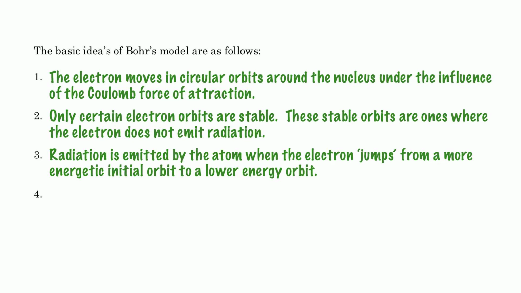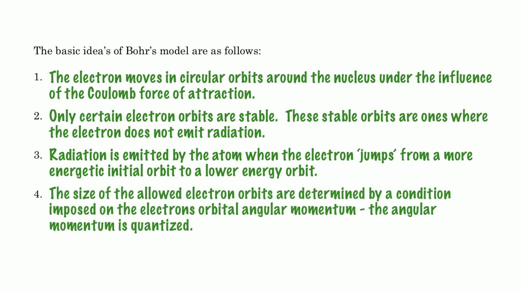And finally, the size of the allowed electron orbits is determined by a condition imposed on the electron's orbital angular momentum. So basically, the angular momentum is quantized as well. So we know that linear momentum, energy, and angular momentum are quantized as well. Okay, so to investigate, these are the basic ideas.